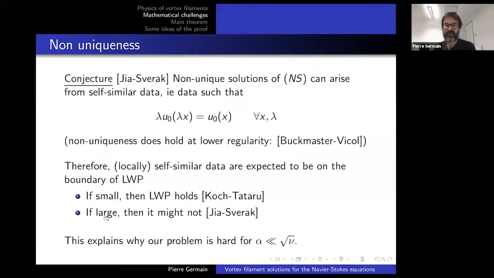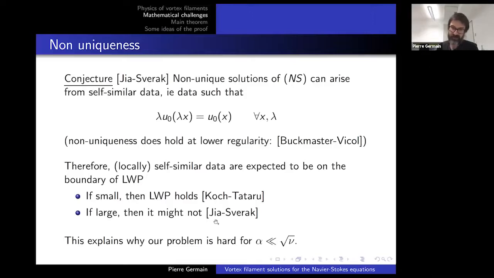Right, so this is what I just said. Locally self-similar data are expected to be on the boundary of local well-posedness. If they're small, then you should get local well-posedness. This is the Koch-Tataru data result. And if they're large, then strange things could happen.